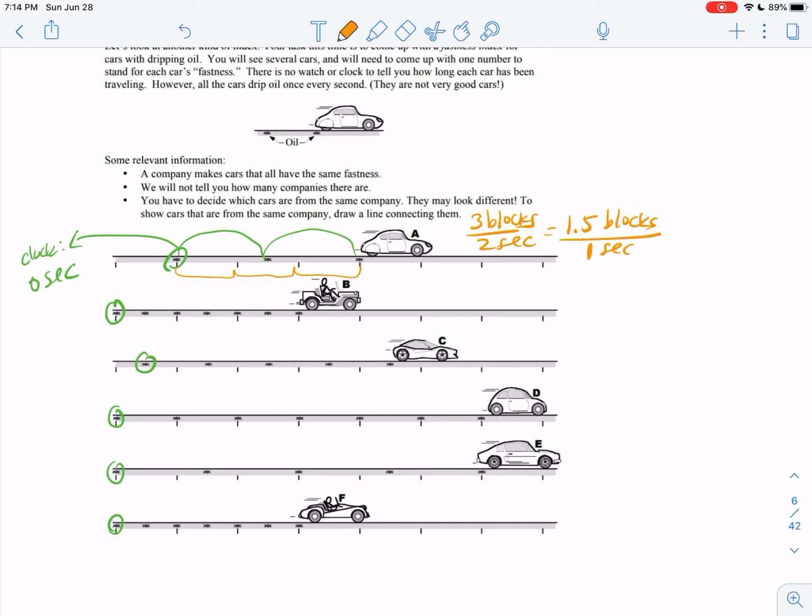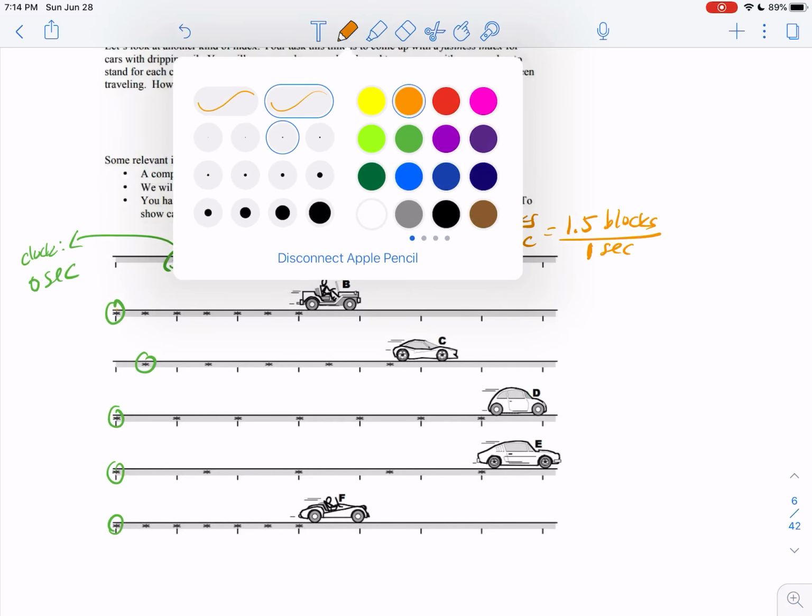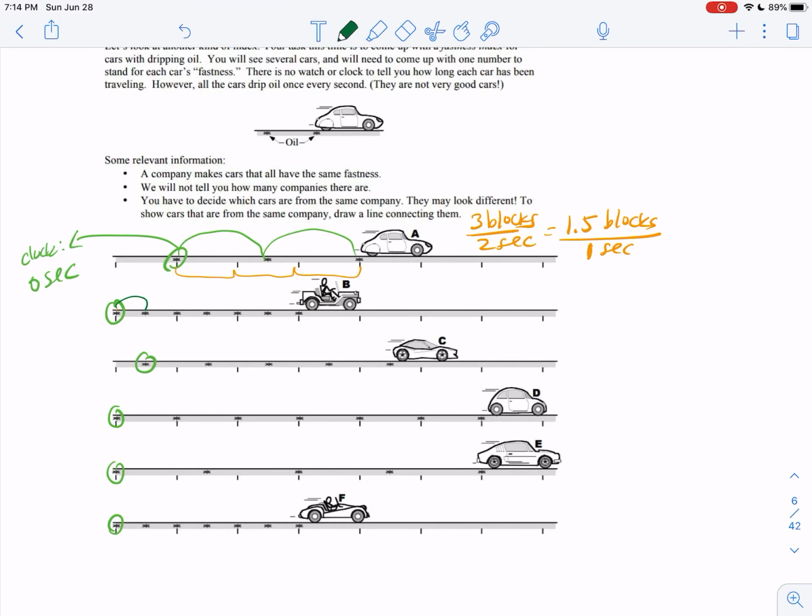Okay, car B, if you watched the hint, you already saw this one. Okay, but let's say I have 0, right? And then I have, let me go back to green. 1, 2, 3, 4, 5, 6. Okay, so that's 6 seconds. All right, and that one has covered 1, 2, 3 blocks. Okay, you don't have to do the full distance. You can kind of do whatever you want. So 3 over 6 is 0.5 blocks per second.